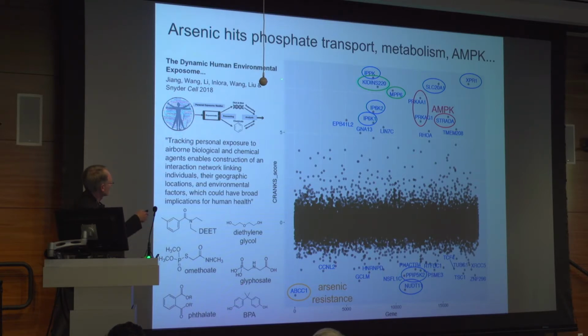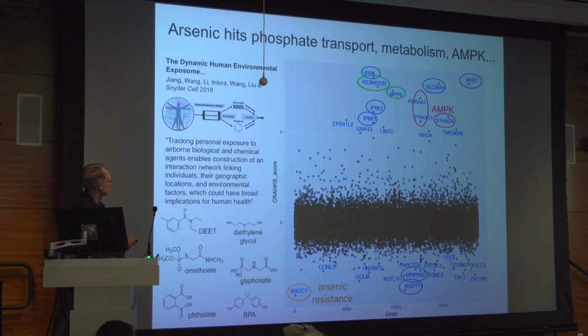So at the top, there's always resistance genes. At the bottom, there's always genes that cause sensitivity to the drug or the toxin. So we get things like this is a phosphate exporter. We get other genes in phosphate metabolism. So this is exactly as you would predict if arsenic is mimicking phosphate, but we also get surprising things.